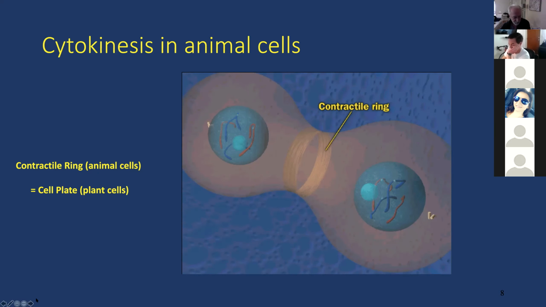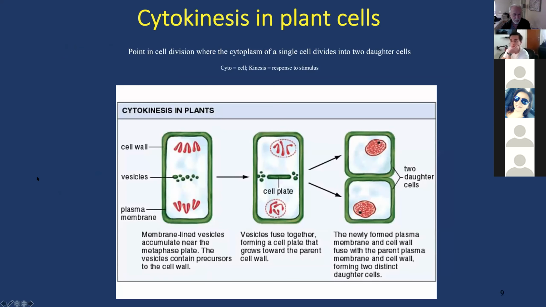Well, it's different in plant cells because they have cell walls. So after the nucleus divides and you have the chromosomes at opposite ends of the cell, vesicles containing the precursors of cell wall line up in the middle. Now, these vesicles fuse with each other, making a cell plate, and then there's further fusion of vesicles between the cell plate and the cell wall, so that finally you have two complete daughter cells.